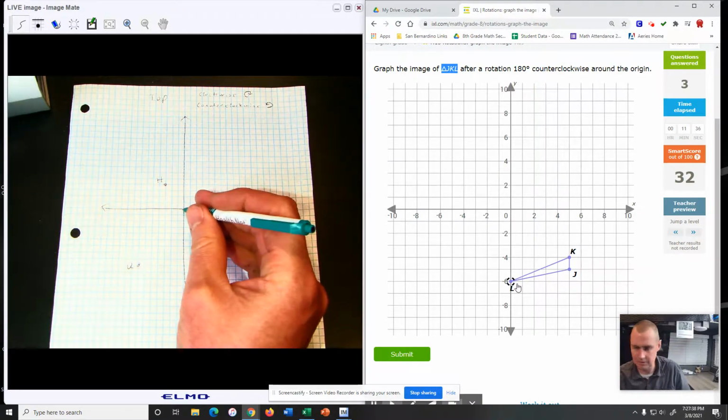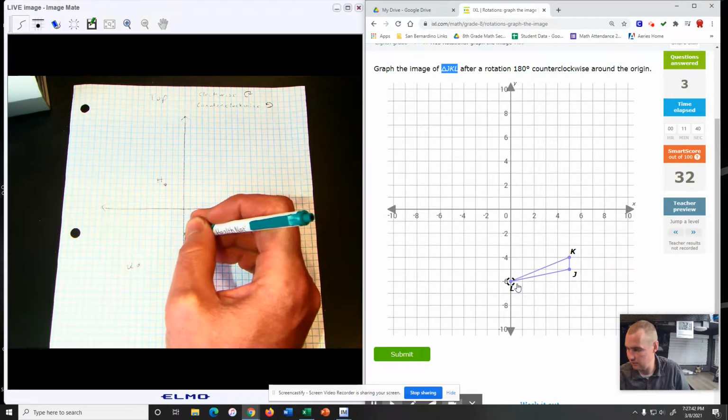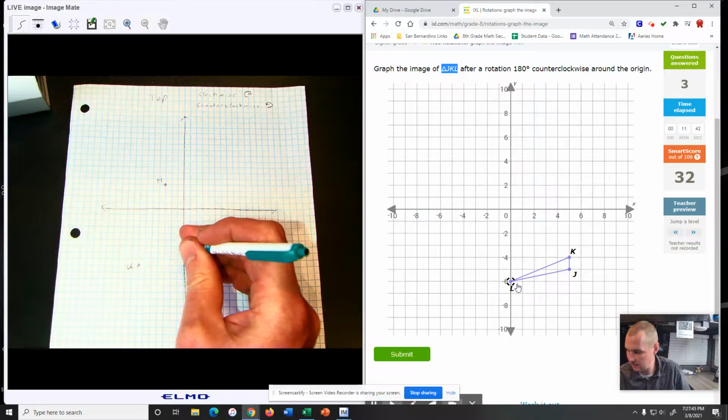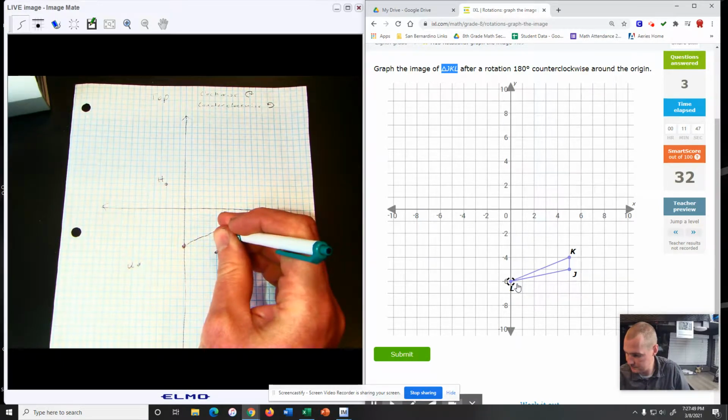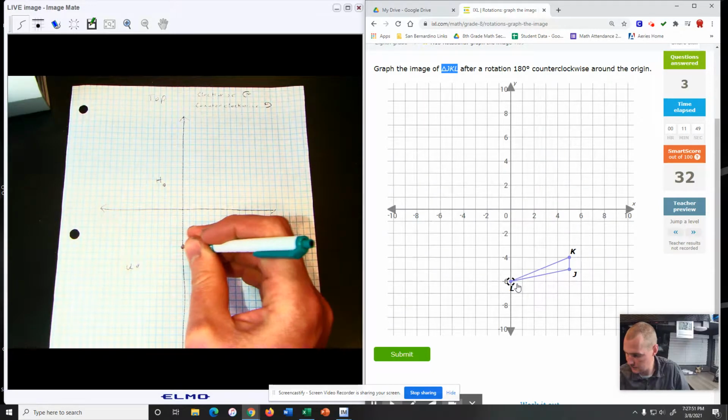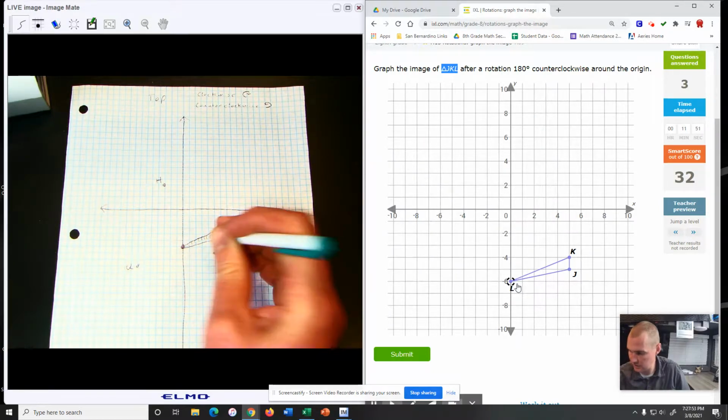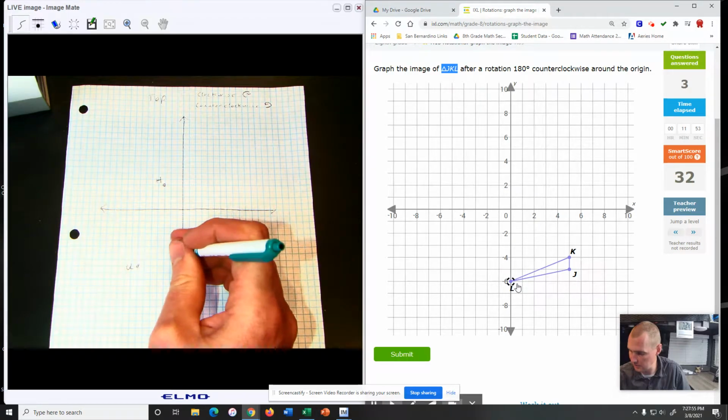So I'm just going to do that on my graph paper. Just go down -6. -1, -2, -3, -4, -5, and -6 lands right there. And draw it. There we go. Give it a little shading. And don't forget to label L.